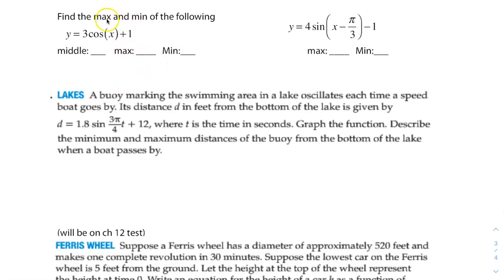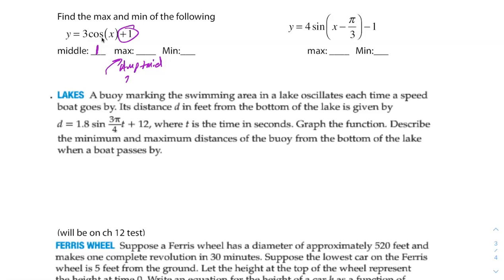Find the max and min of the following. So all I want you to do is find the max and min of this one. Well, think about it this way. What's my middle? 1, right? How do you get the max? Well, you add the amp to the middle. That will give you your max, and subtracting gives you your min.